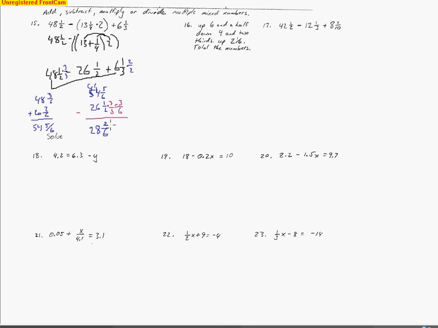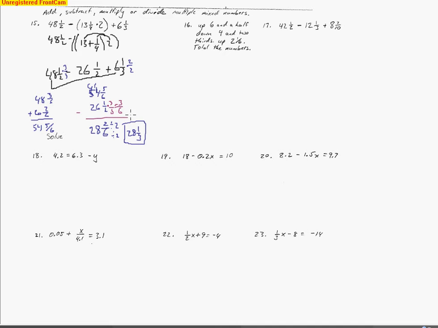However, we can just take out that common factor between these two numbers, taking out the 2 here and the 2 here, and it leaves me with 28 1/3 as the answer.